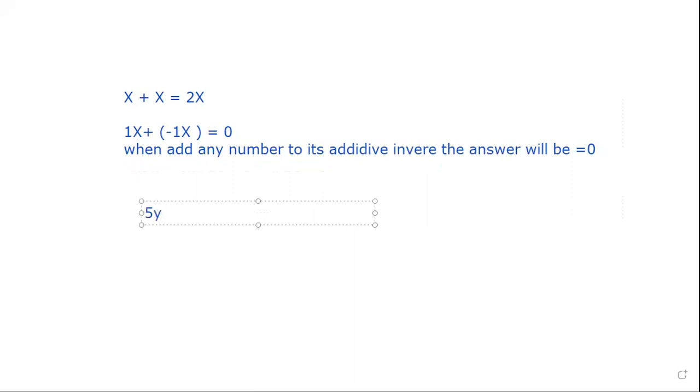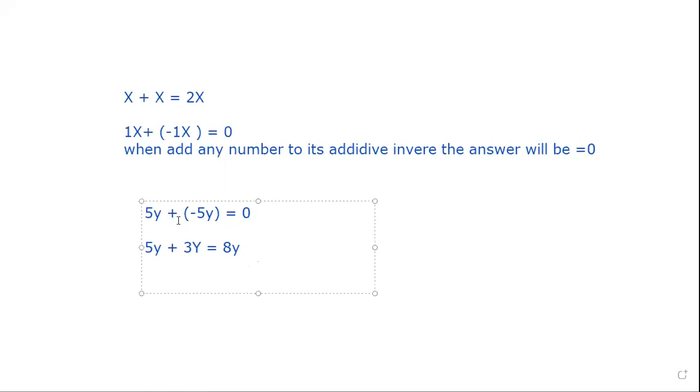Okay, quickly tell me, 5y plus negative 5y equals how many, grade 8? 0. Y plus negative 5y equals 0. Yes. 5y plus 3y equals how many? 8y. Yes, equals 8y.